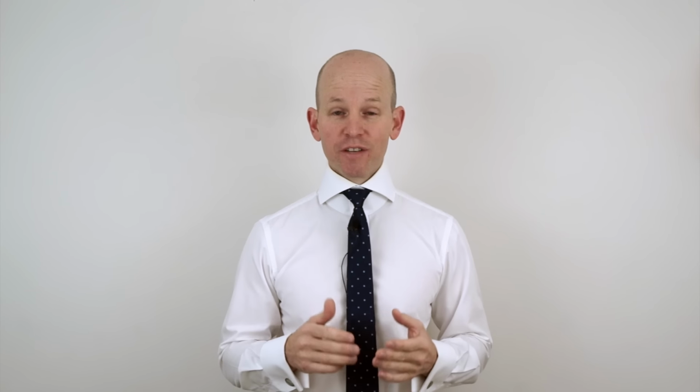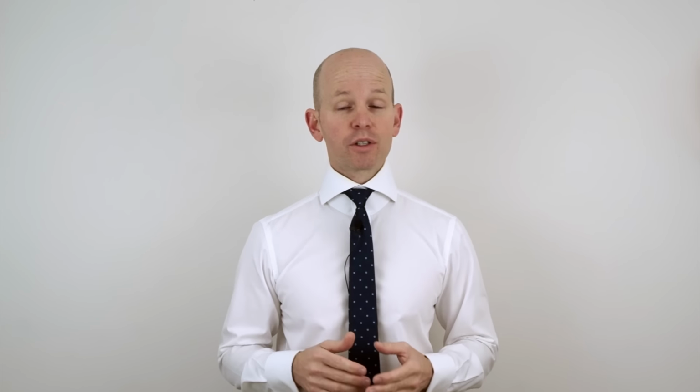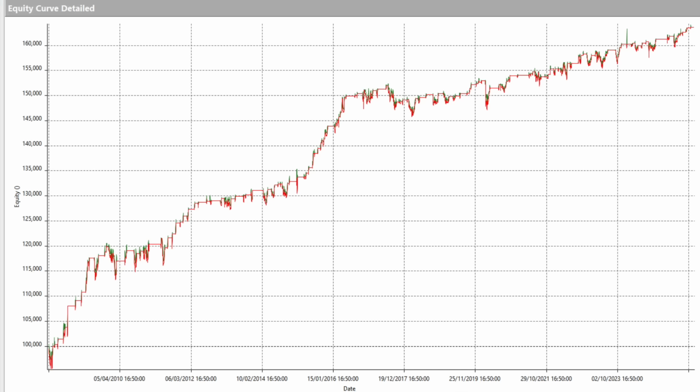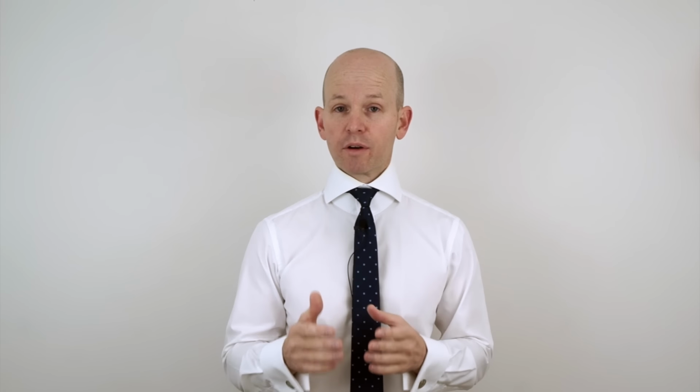Over a 17-year backtest, this simple mean reversion trading strategy achieved a win rate of 87% while producing an equity curve that looks like this. All without the use of any indicators, but using a powerful engulfing or outside bar as the trigger. So in this video, I'm going to show you how I find these high win rate strategies while keeping things nice and simple at the same time.